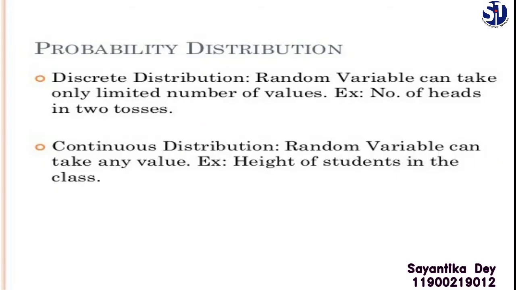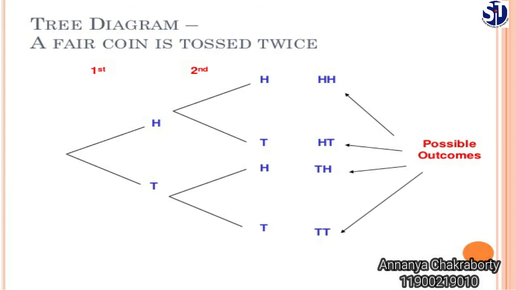A discrete distribution is a random variable that can take only a limited number of values. Example, number of heads in two tosses. A continuous distribution is a random variable that can take any value. Example, height of students in the class. When a fair coin is tossed, we have some outcomes. So in slide number 5, the tree diagram for that is shown here.